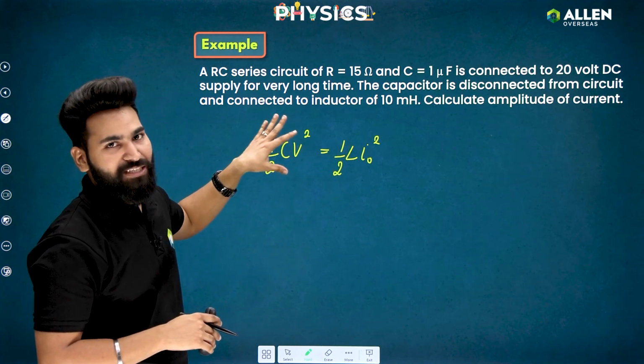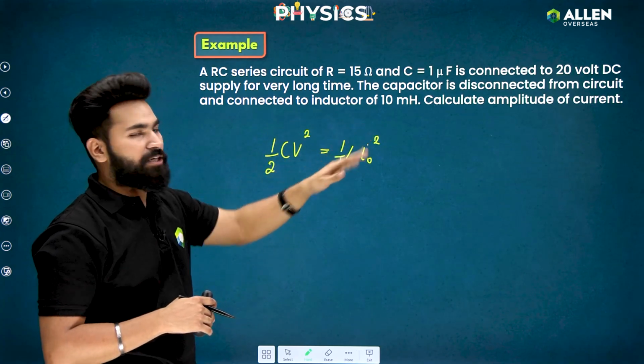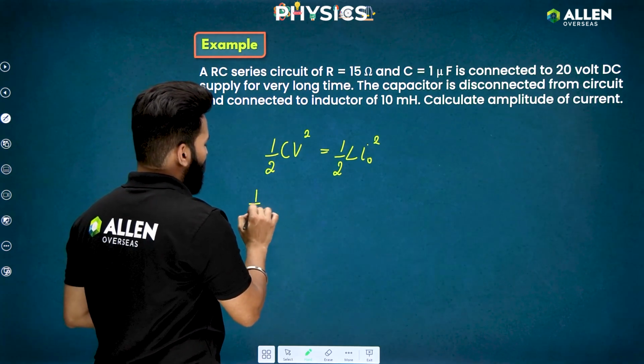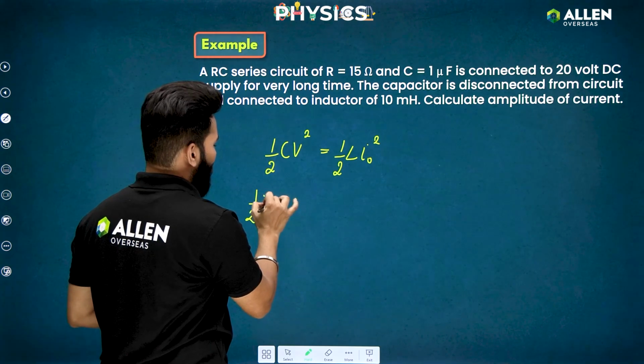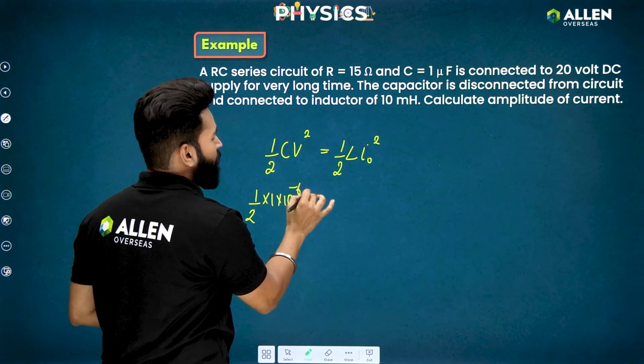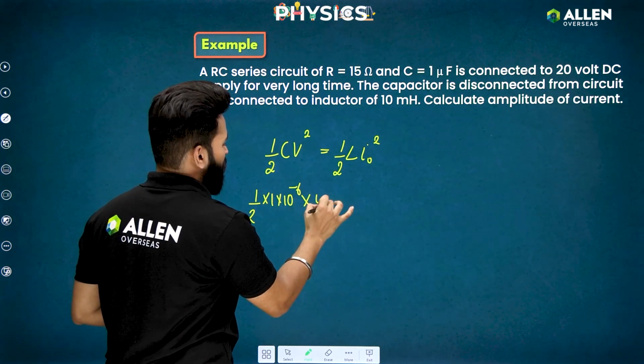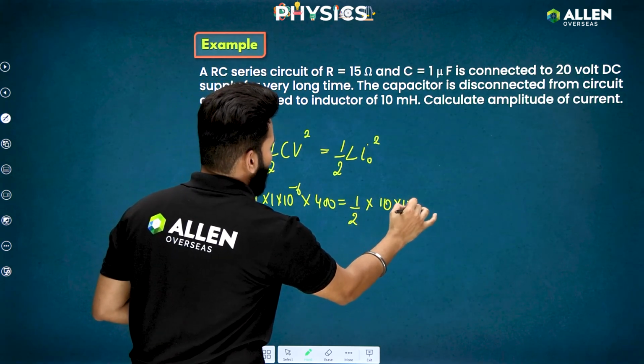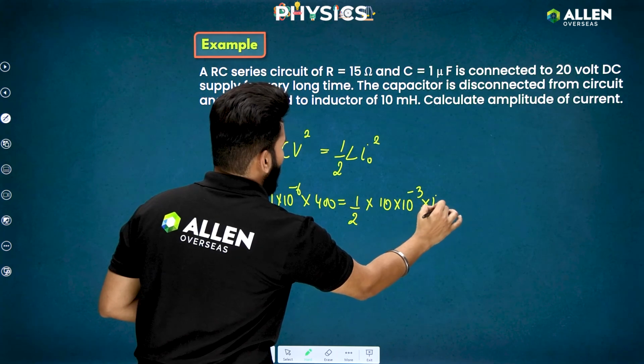So in terms of capacitor, I can write the energy in this manner. And in terms of inductor, I can write the energy in this manner. So let's simply put the values. C is 1 microfarad. V is 20 volts. So square of that becomes 400. It will be half. This is 10 millihenry and I naught square.